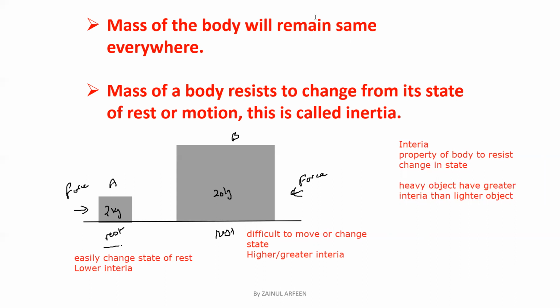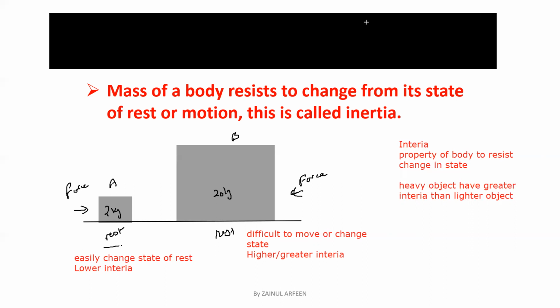In the same way, if you have two objects which are moving with the same speed but different masses, like this is a 5 kilogram object which is moving with a speed of 2 meters per second, and this is a 50 kilogram object moving with a speed of 2 meters per second. Object A and object B. Which object is difficult to stop?